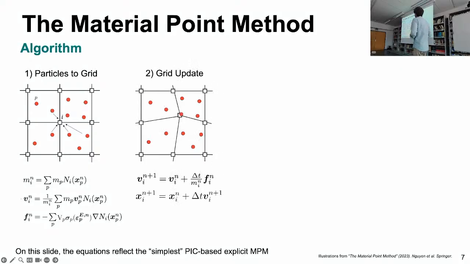Then we do the actual update of our velocity and grid positions. Here, just assuming an explicit Euler step, a forward Euler step, or if you will, a symplectic Euler step, because in principle I'm using here the updated velocities to get the new positions of the grid.